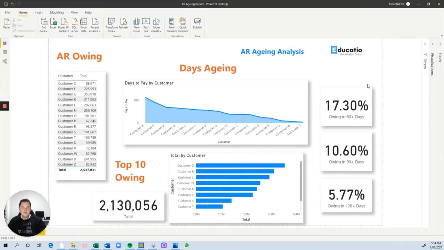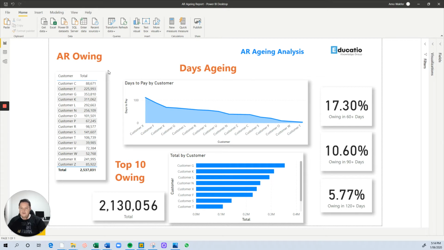Hi there. Today we're going to be looking at a Power BI template that I've designed, where we're going to just look at accounts receivable, doing some analytics on the aging thereof. So this is the template that we're going to be looking at.